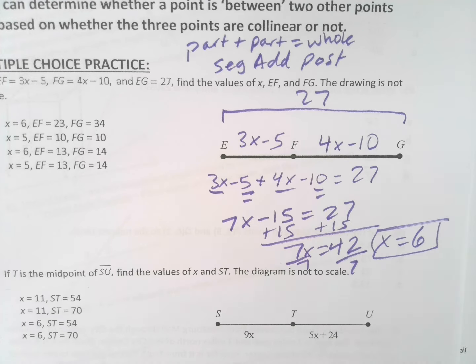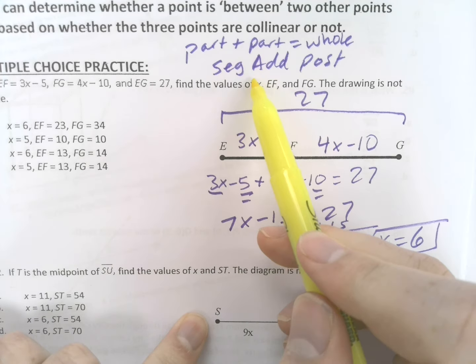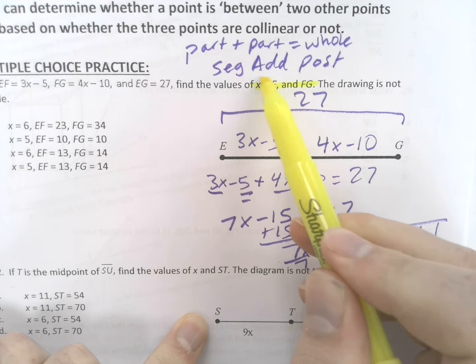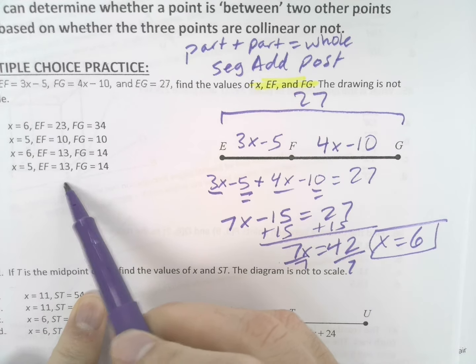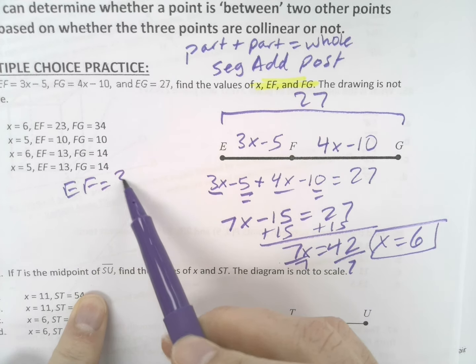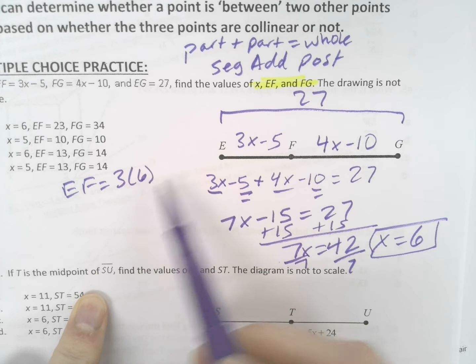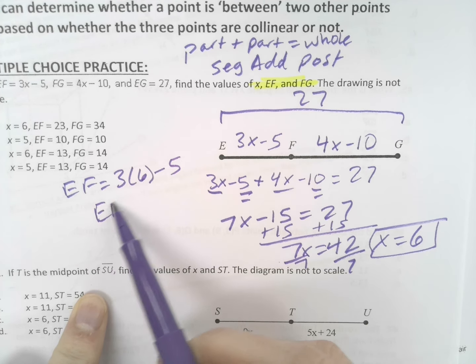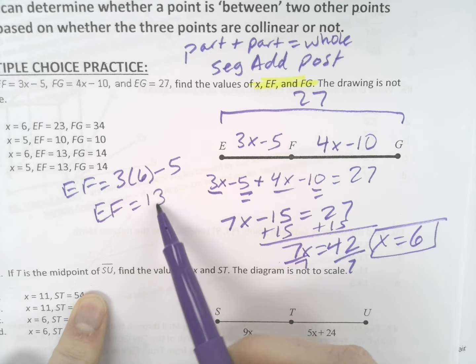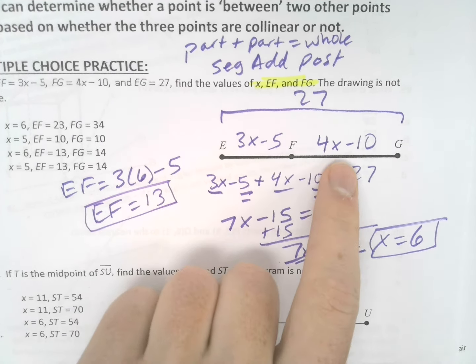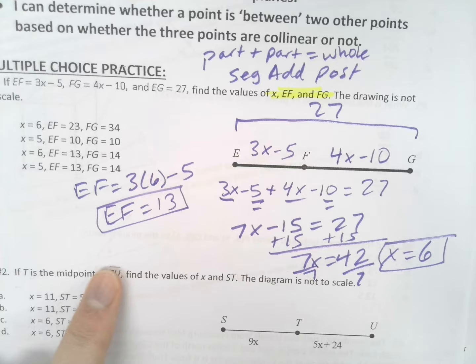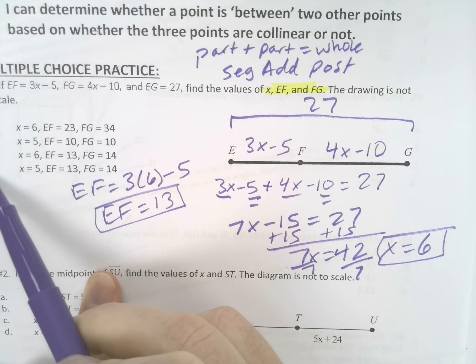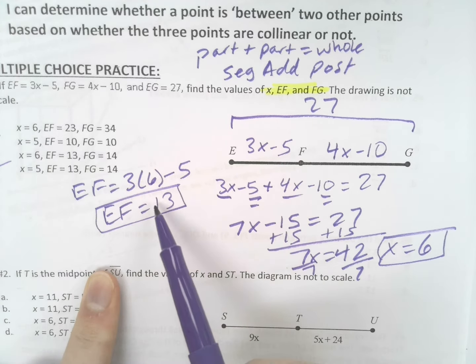Make sure you read exactly what they want us to find. They don't just want us to find x, they want us to find EF and FG as well. So now that we know what x is, we can plug that back in. EF is going to be 3 times 6 minus 5. 18 minus 5 gives you 13. And I can let you guys do the math for FG. 4 times 6 is 24, minus 10 will be 14. Since x is 6, we already know B and D are not options. And since EF is 13, we know it's going to be C.